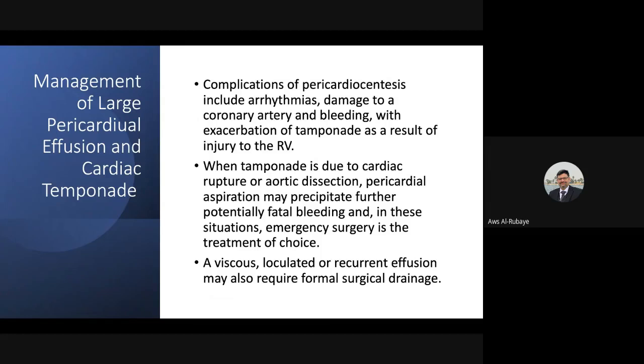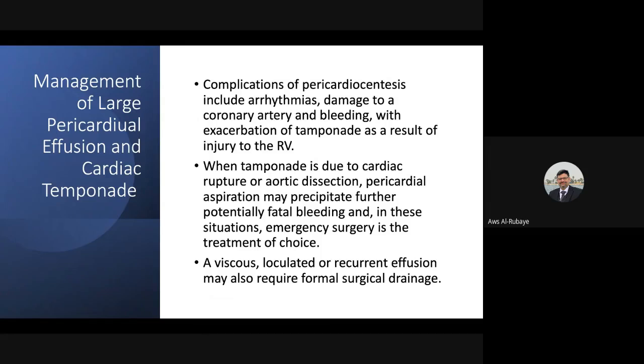It is usually the result of right ventricular damage during aspiration, because the right ventricle will be in our route, but may be accidentally damaged by our needle. Damage to the coronary artery also can cause myocardial infarction, and this damage to the coronary artery will obstruct the flow to the myocardium.